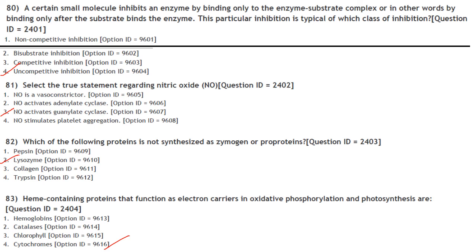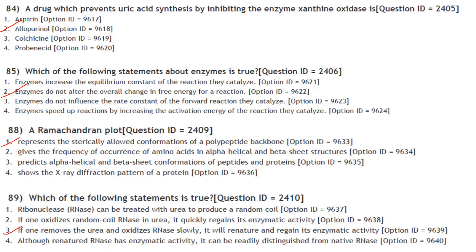Then heme containing proteins that function as electron carriers in oxidative phosphorylation and photosynthesis are. So they are cytochromes. They are heme containing proteins. Answer is option 4. A drug which prevents uric acid synthesis by inhibiting the enzyme xanthine oxidase. It is allopurinol. Answer is option 2.